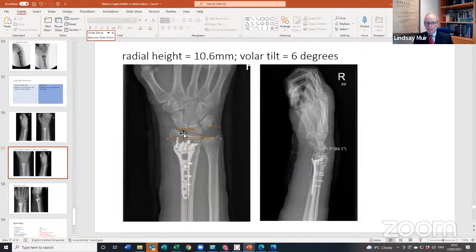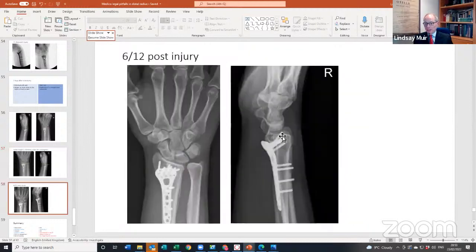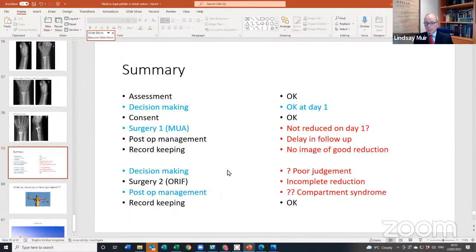But when you look at these films and look at the pre-op films, I wonder whether actually the difference between the two is that one has got a plate in it and one doesn't. I've probably corrected the volar tilt a little bit, but I think he's still a little bit of radial shortening. So this case, I think, summarizes quite well what we've discussed. The original assessment was okay. The decision-making, he needed something doing, was okay.